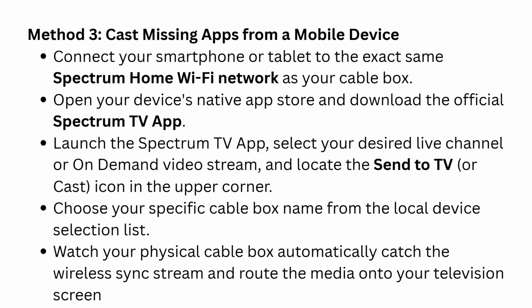Launch the Spectrum TV app, select your desired live channel or on-demand video stream, and locate the Send to TV or Cast icon in the upper right corner. Choose your specific cable box name from the local device selection list. Watch your physical cable box automatically catch the wireless sync stream and route the media onto your television screen.